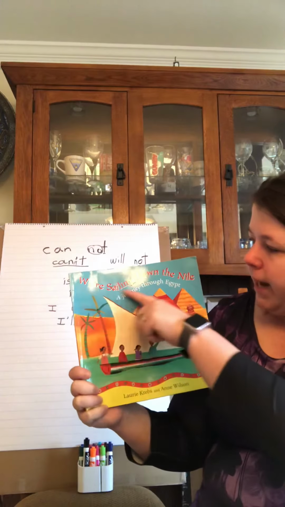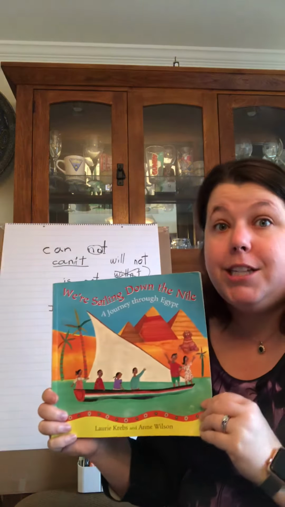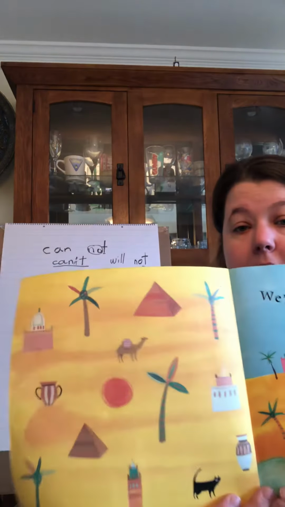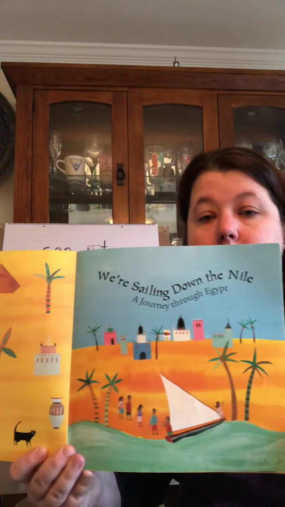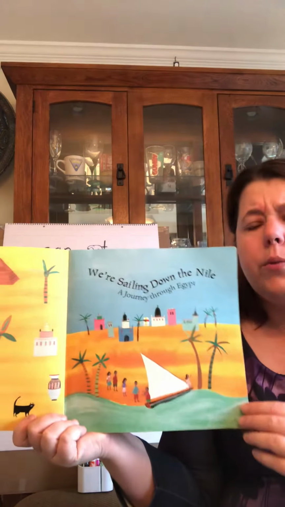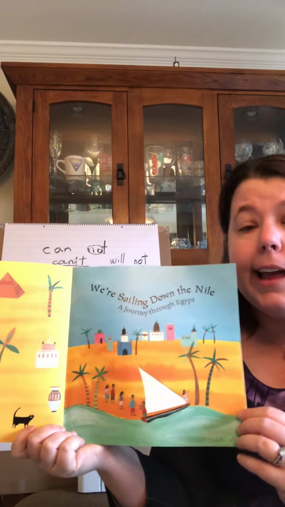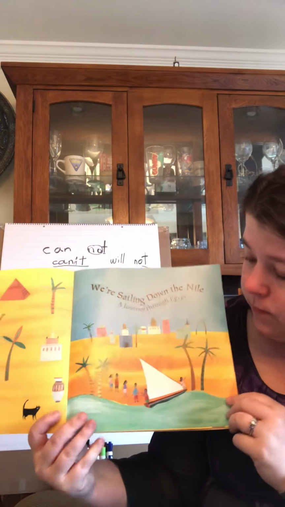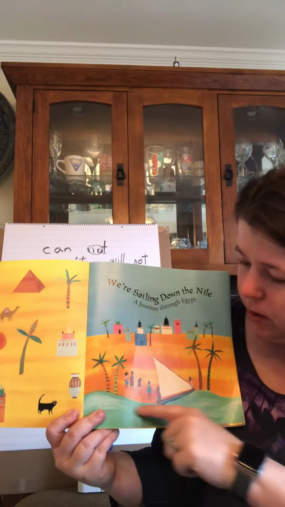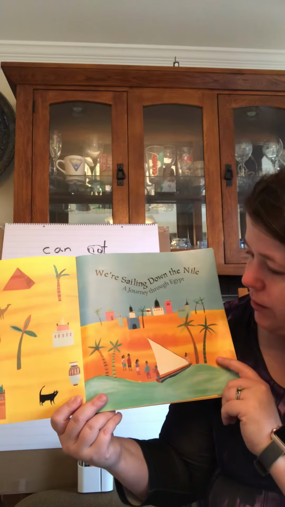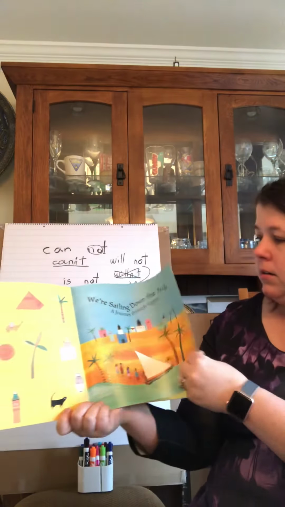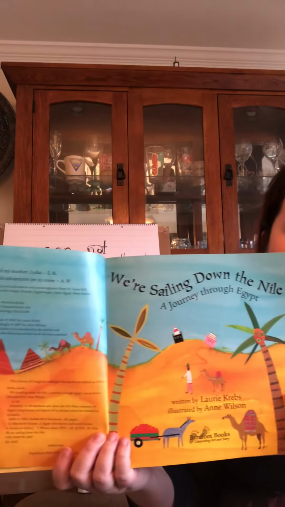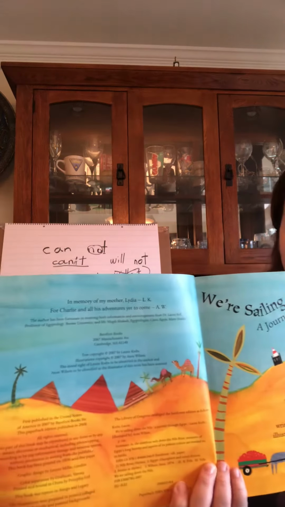All right, so we're sailing down the Nile, a journey through Egypt. Look at all the beautiful illustrations. What would you have to guess if I had to say what kind of landforms are there in Egypt? Yep, I see like a water, like maybe a river or a lake. I see desert. Good landforms. I see some camels. Oh, I see some hills for landforms. Look at the pyramids. Aren't they cool?